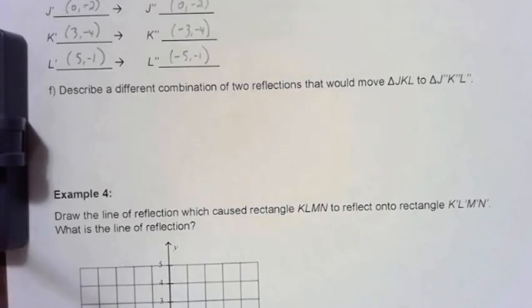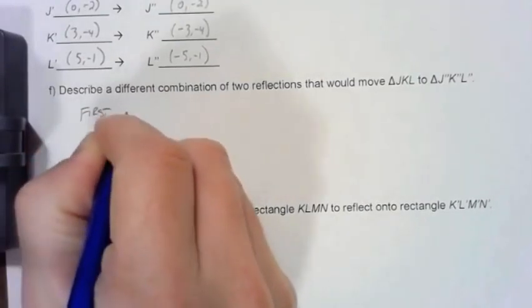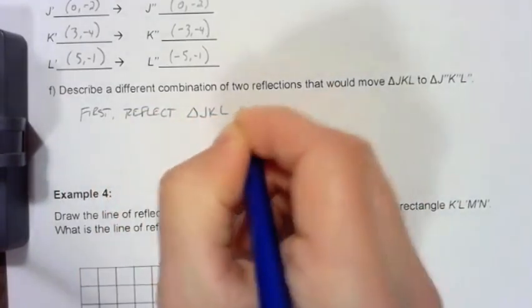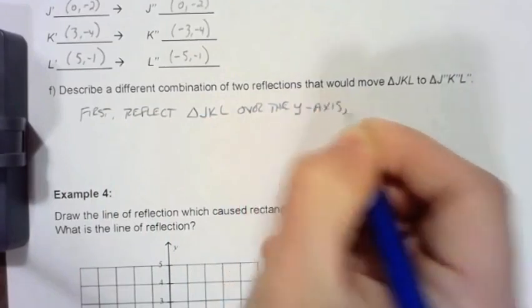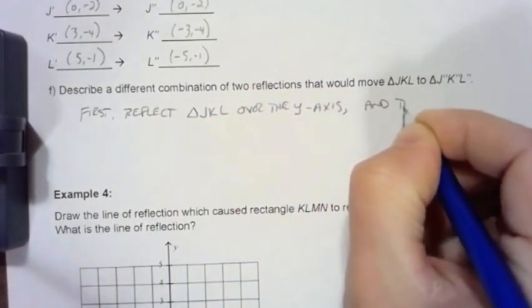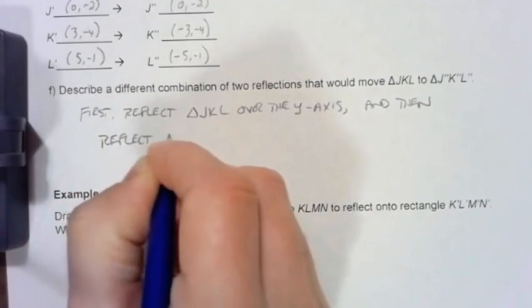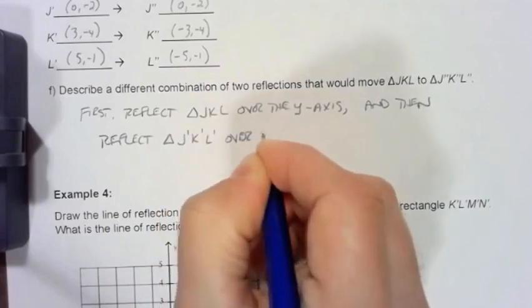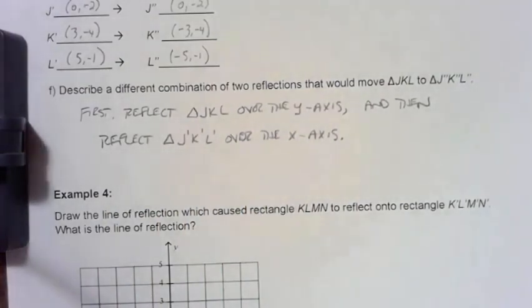So again, our different combination of reflections, we said first we could have reflected triangle JKL over the y-axis, and then we could have taken that triangle J prime K prime L prime and reflected it over the x-axis. Okay, so that would have resulted in the same triangle J double prime K double prime L double prime.